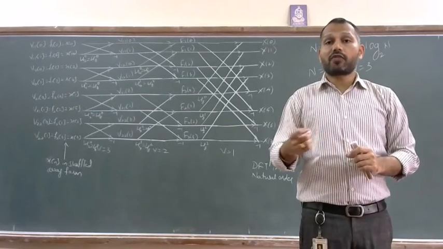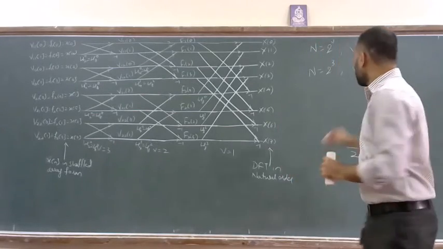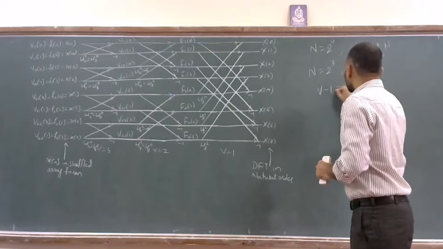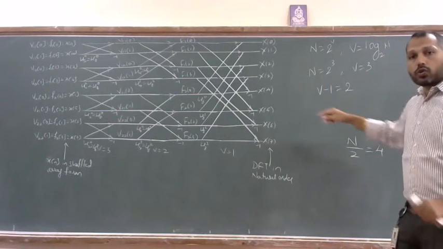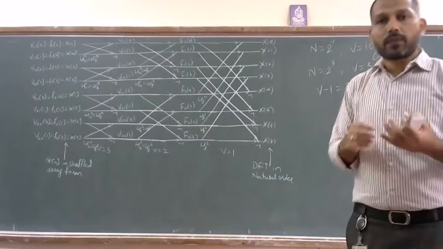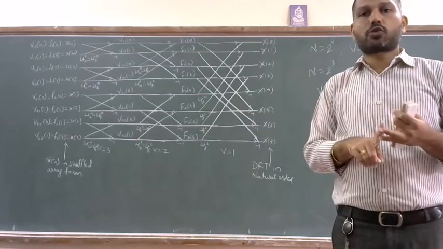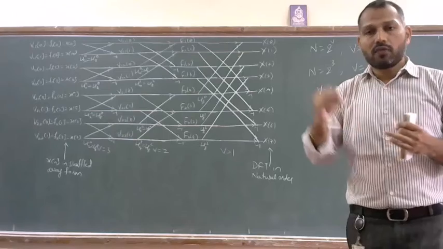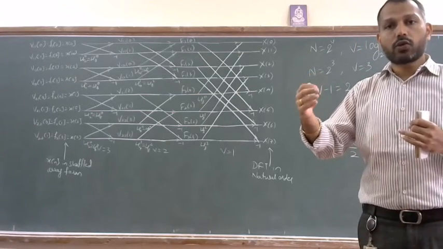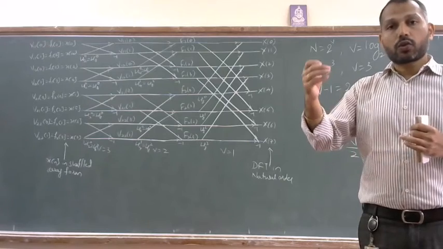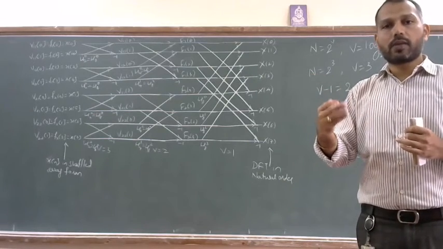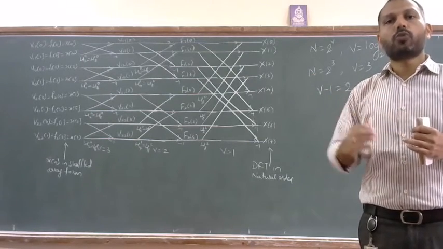And how many decimations are to be performed? Those will be V minus 1. In this case, V is 3, so it equals 2. So to obtain the 8-point DFT, 2 times decimation has to be performed. The first decimation is when the 8-point sequence will be divided into 2 4-point sequences. And the second decimation is when those 2 4-point sequences will be divided into 4 2-point sequences.